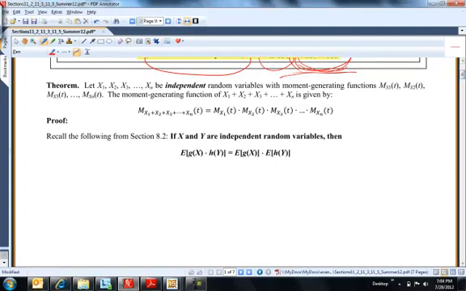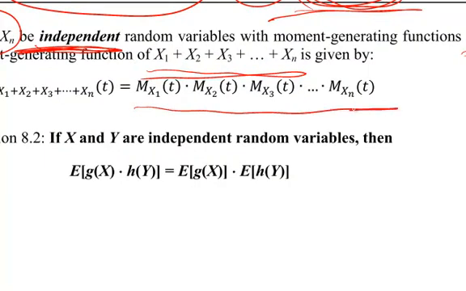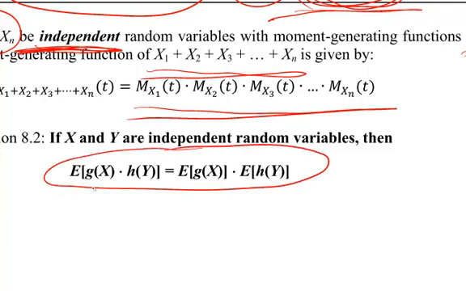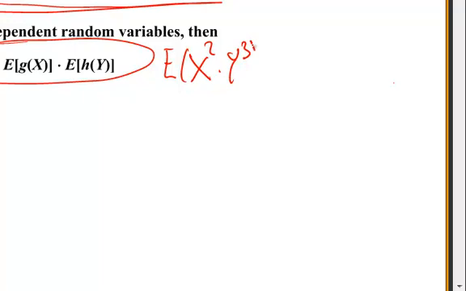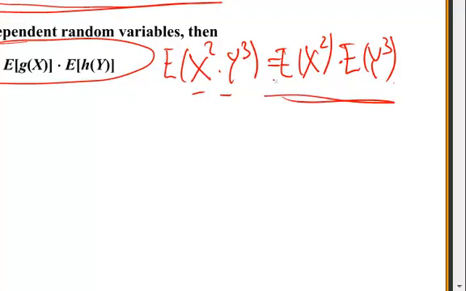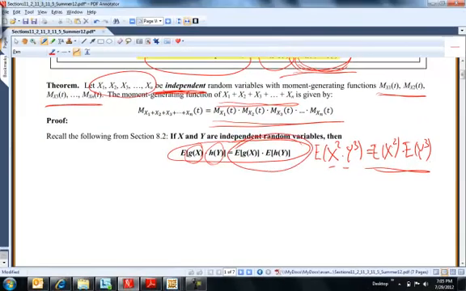So the theorem: if you have n random variables that are independent, we have to have independence, and these are the moment generating functions of each of those random variables, then the moment generating function of the sum is equal to the product of the moment generating functions. So for the proof, we need an important fact from section 8.2: the expected value of g(X) times h(X), where these are functions of random variables. So maybe this is something like the expected value of X squared times Y cubed. If X and Y are independent, this would be the expected value of X squared times the expected value of Y cubed. And that's what independence can do for us. So I'm going to use this fact in this proof.